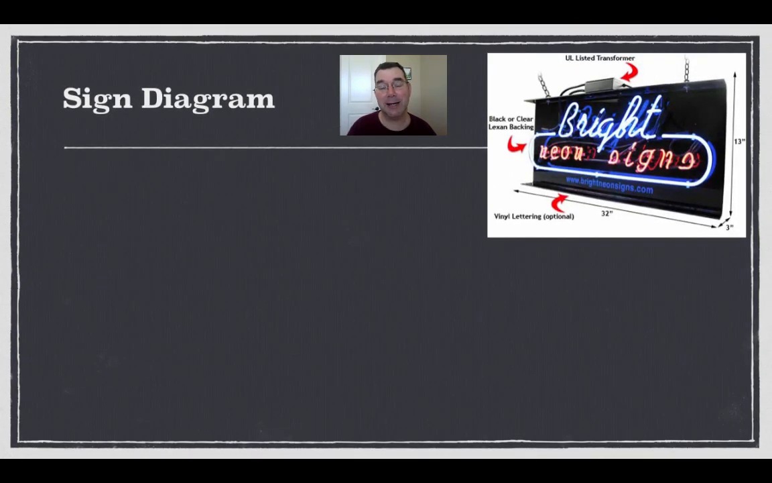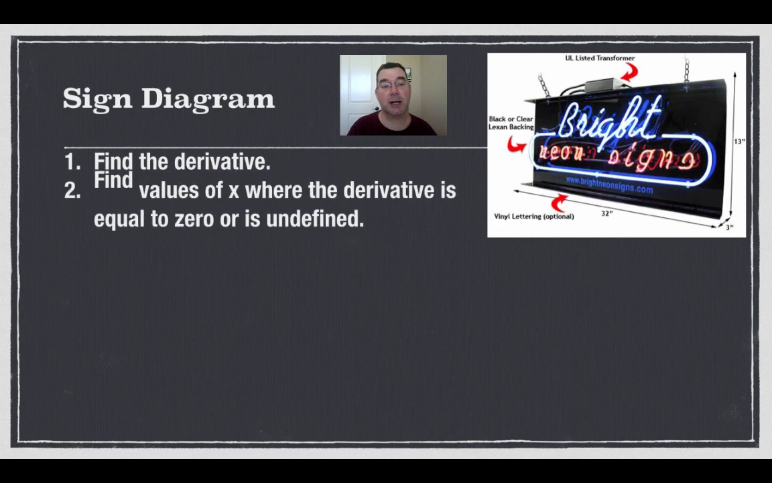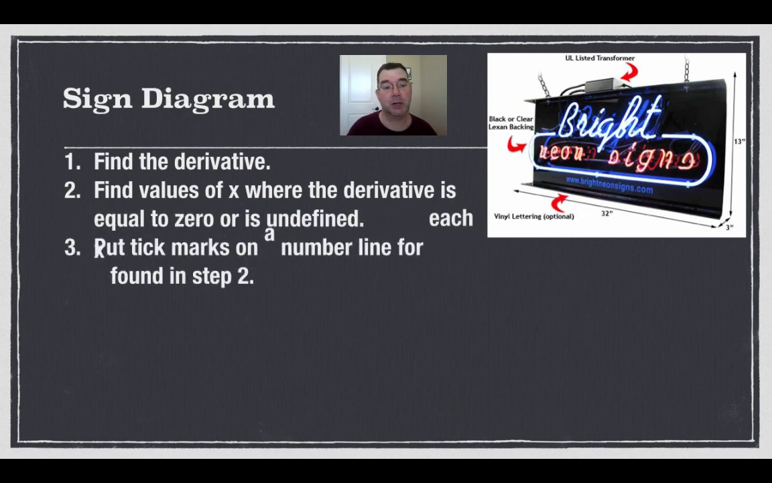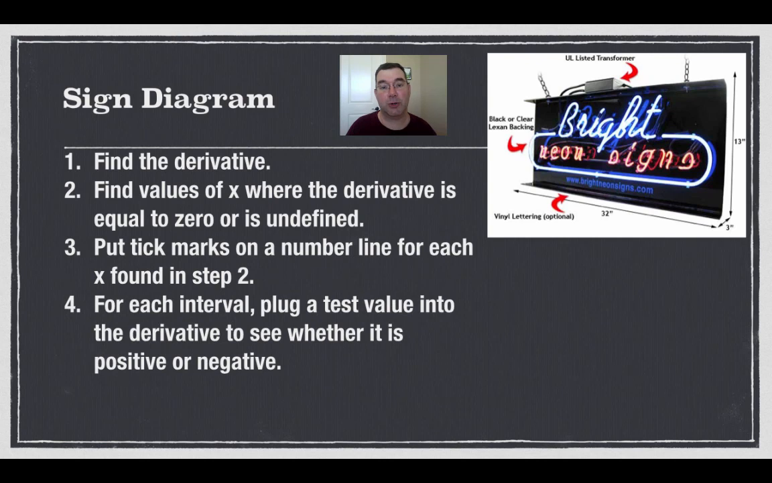Okay, a sign diagram. If you don't have the graph in front of you, it's a good idea to draw a sign diagram to tell you where a function is increasing or decreasing. So the first thing I'm going to do is I'm going to find the derivative, and I'm going to figure out what values of x make the derivative 0 and which values make it undefined. Okay, and so with those values of x, I'm going to put tick marks on a number line for each of them.